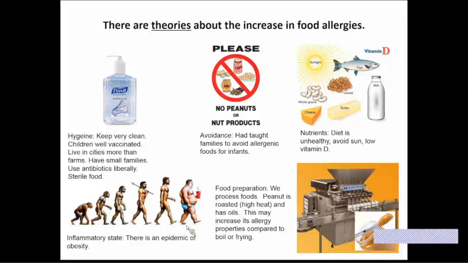And then everyone's always like, well, what about the genetic modification of foods? I'm not so sure that that's an issue, but the style of the foods that we eat, peanut butter is an oily substance. It's almost like a built-in adjuvant. It's roasted, which makes the protein more stable for digestion, so it gets into the bloodstream.